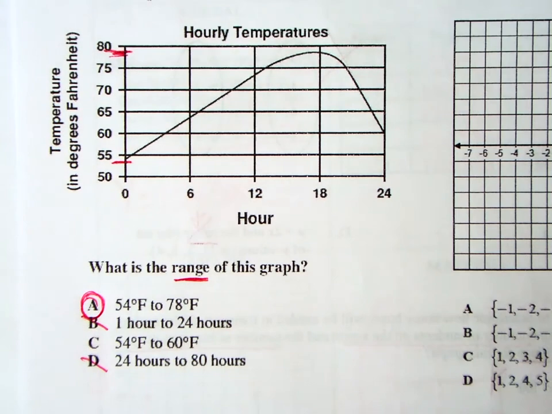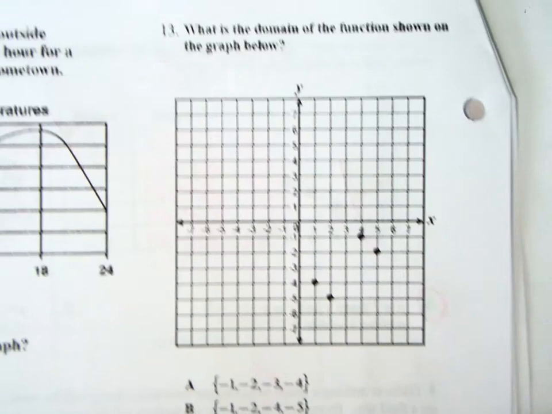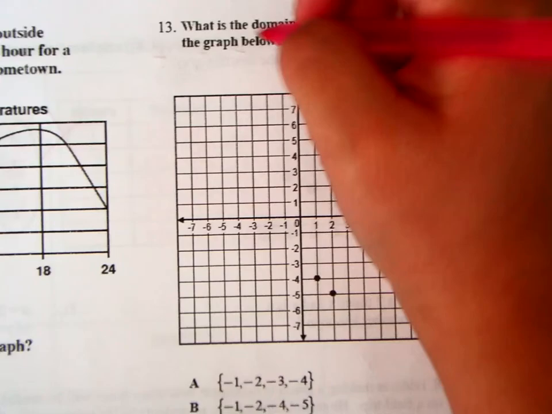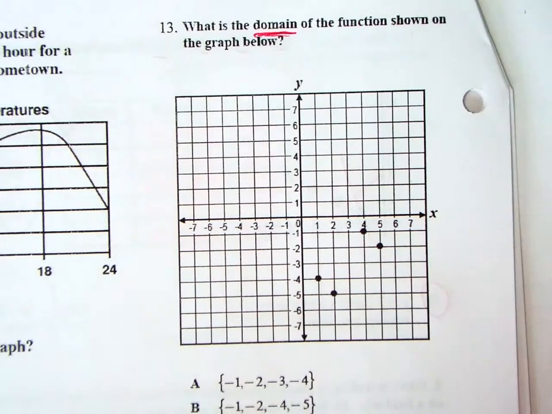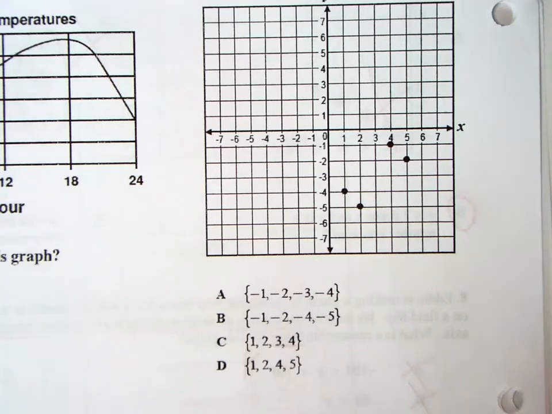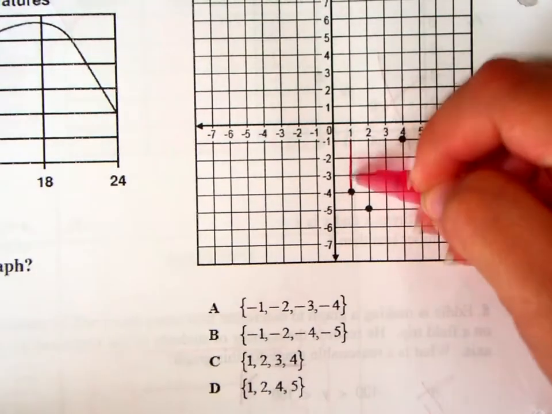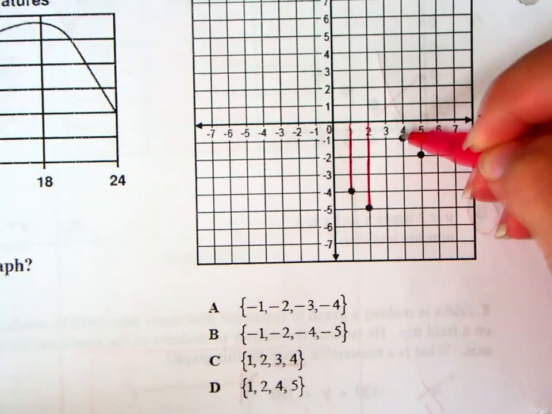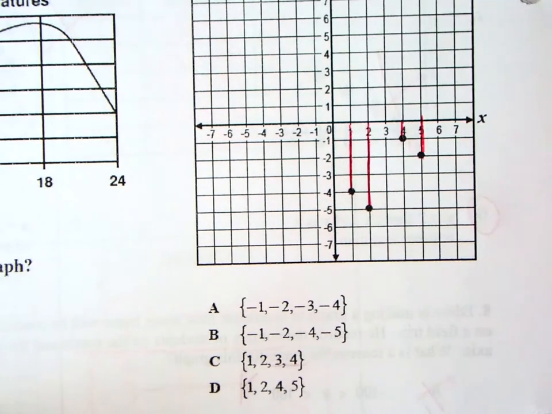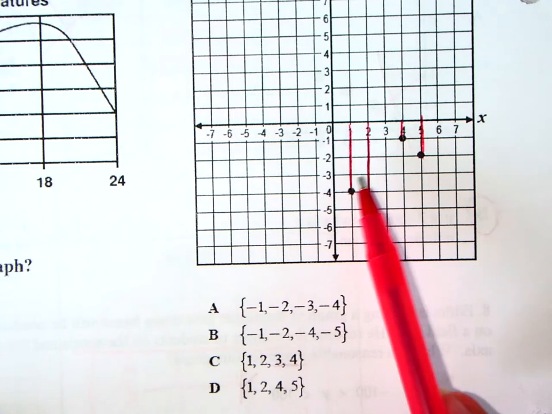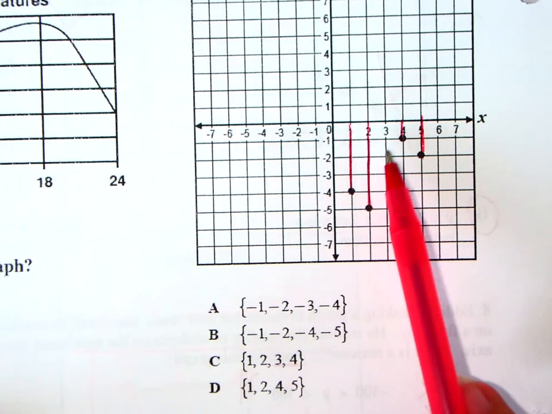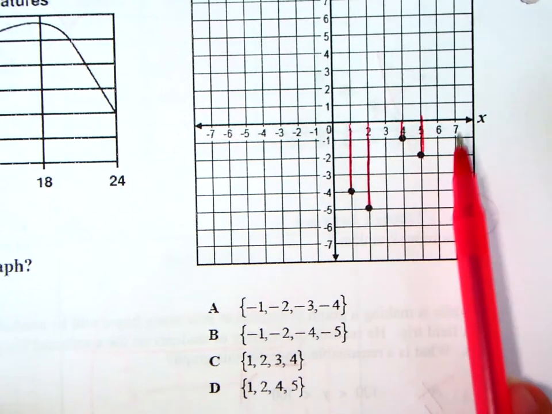Number 13. What is the domain of the function shown on the graph below? So looking at here, domain, that's our X. So take each point and just go straight up. What numbers do we hit on the X-axis? Positive 1, 2, 4, and 5. So what answer is that? Good.